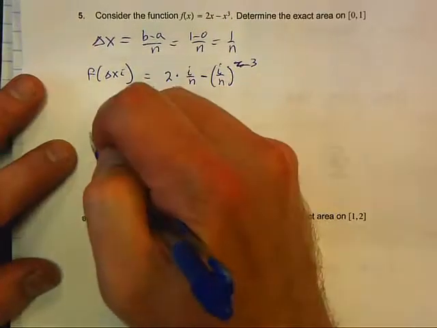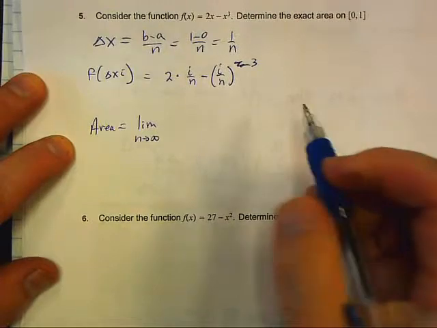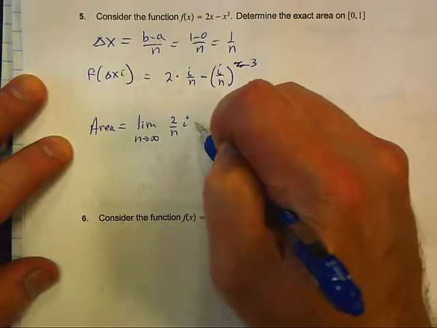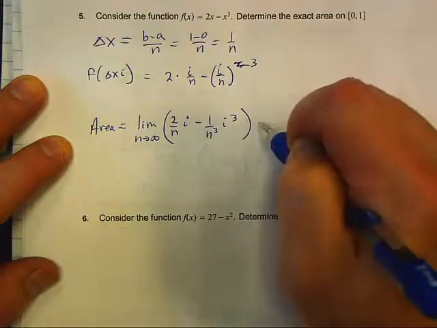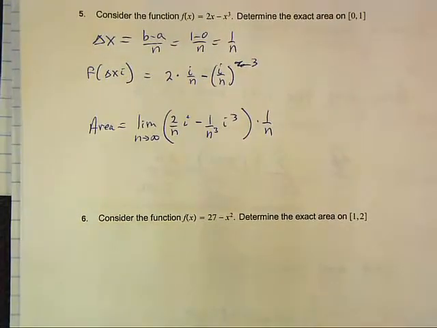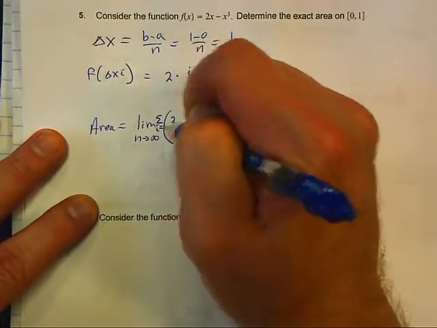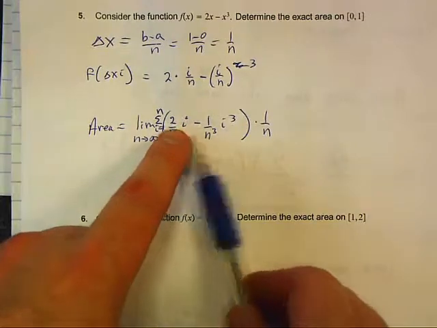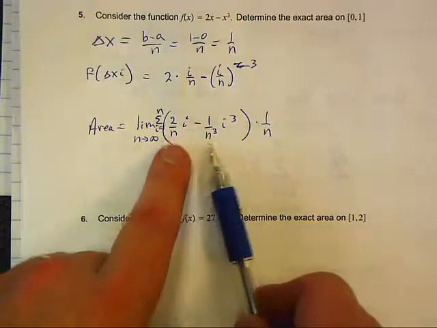So my area is the limit as n goes to infinity of 2 over n i minus 1 over n cubed i cubed times 1 over n. Ooh, that's not right. What did I forget? My summation symbol. Summation, i equals 1 to n. Sneak that in there. Okay, so notice, again, I just did a little simplifying as I did this. I separated out the i's, basically, because when I do my summation formula, I really need to know what the i's are. The other things are all just constants. They're going to stay there.